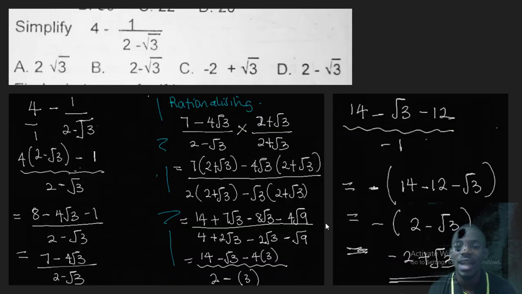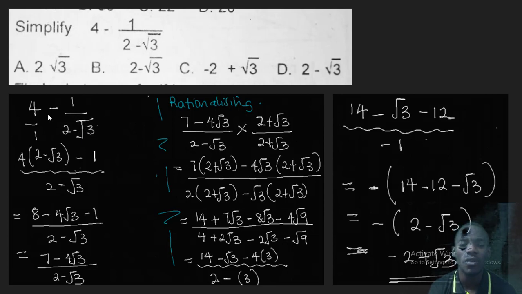Now the last one is surds. In surds we have the first question here. This is actually a fractional surd. Now the first thing to do here is to make both of them a fraction: 4 over 1 minus 1 over 2 brackets 2 minus root 3.